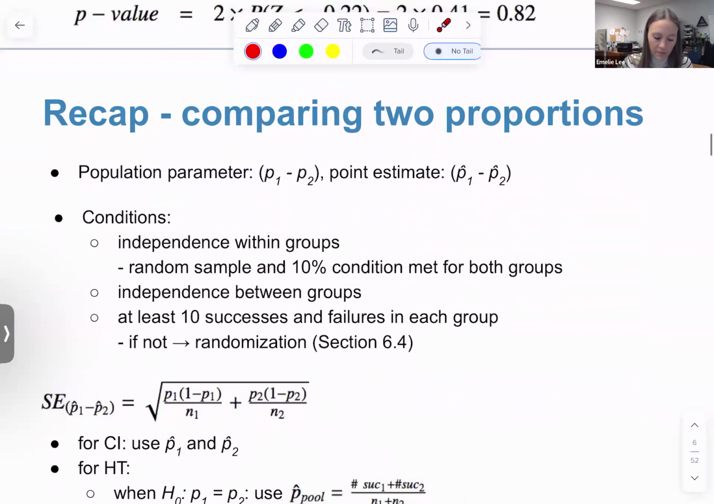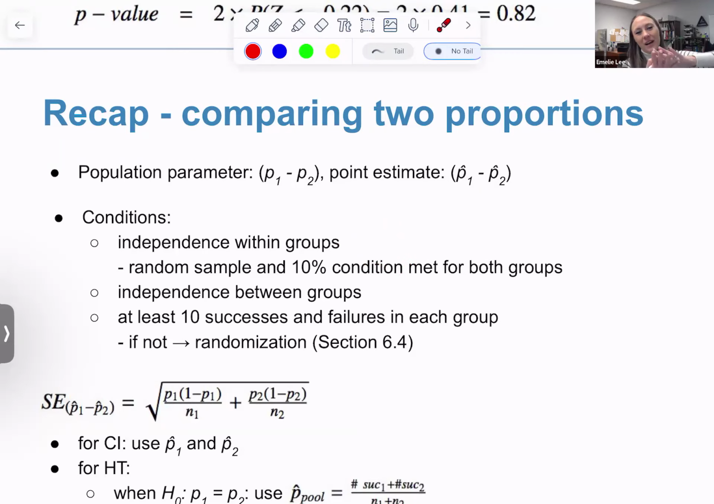Okay. So just as a recap, before we move on to our next type of question, which is very exciting, it also introduces a new test statistic. We want to talk about P1, how it compares to P2. So I have two samples and I want to compare those sample proportions. Then my point estimate is P1 hat minus P2 hat. The conditions that we have to check are independence within the groups, which we can get by randomly sampling, and then the 10% condition is optional.